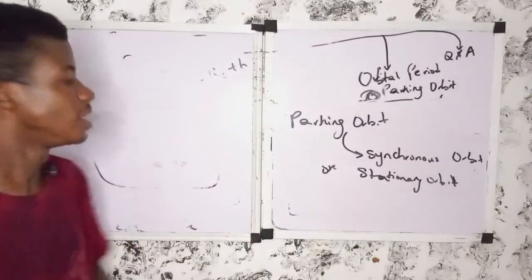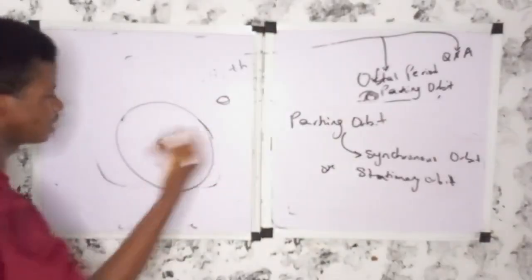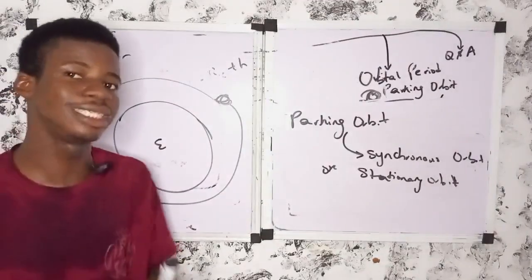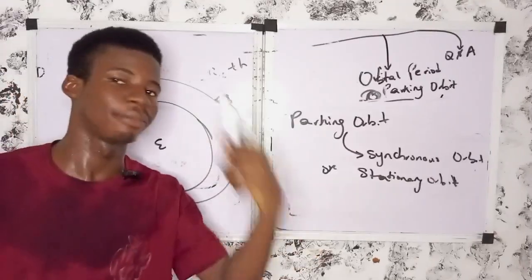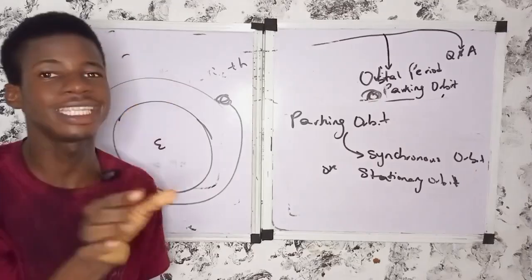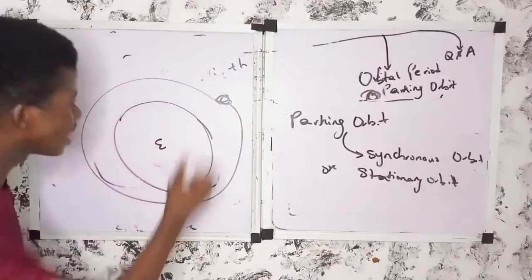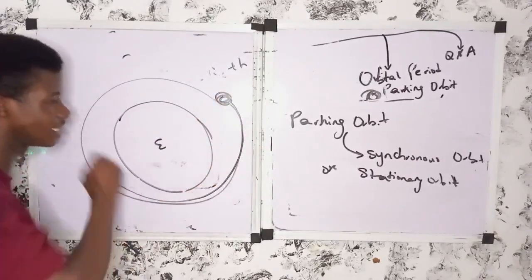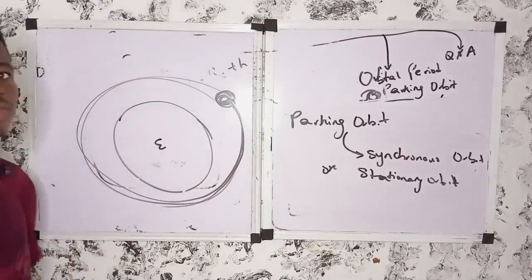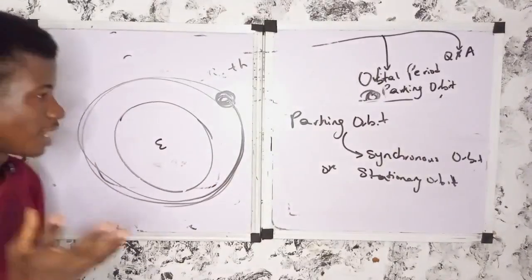Now what does it mean? Let's say this is the satellite and this is the Earth. The satellite is revolving around the Earth. In parking orbit, the satellite usually appears stationary, but the satellite is actually moving. It's just that the satellite is revolving at the same period as the Earth. The time it takes the satellite to revolve around the Earth is the same as the time it takes the Earth to complete its rotation around its axis. I don't know if you understand.